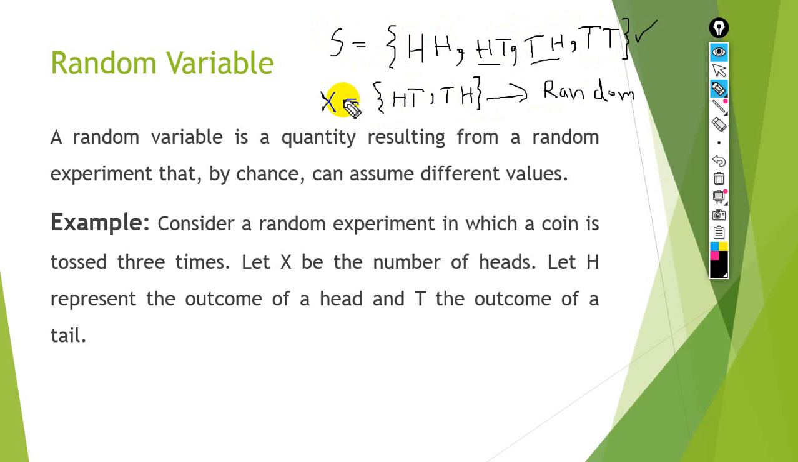So here now I have the random variable. Look at this: a random variable is a quantity resulting from a random experiment that by chance can assume different values. So here by chance we assume different values. I have selected the sample points from the sample space having only one head. So we can say that this is the random variable.